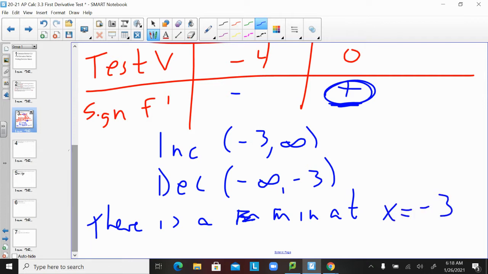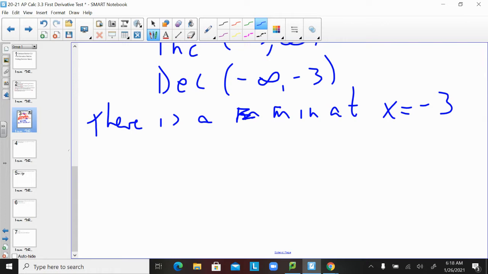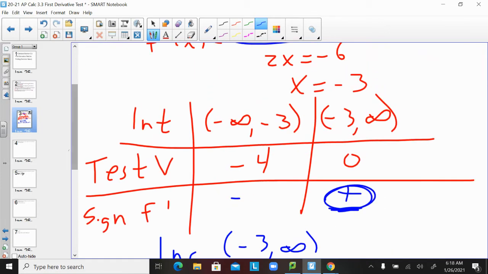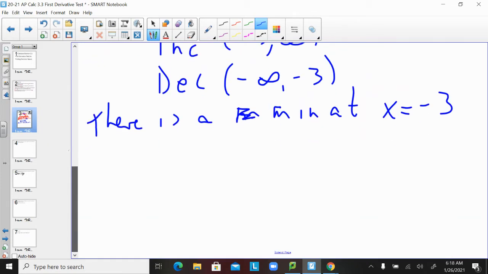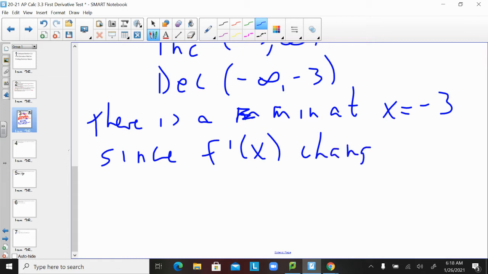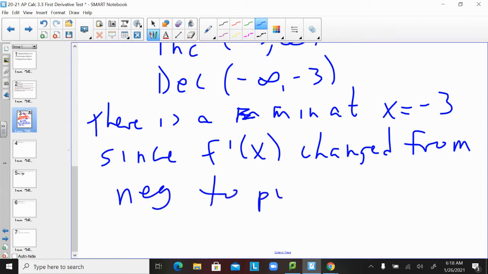And this is important on the AP test. If you have to justify that, while this sign chart is kind of all the work, you have to explain why you concluded that. So I'm going to say since f prime of x changed from negative to positive at x equals -3. Understand, I also could have said since the function changes from decreasing to increasing.